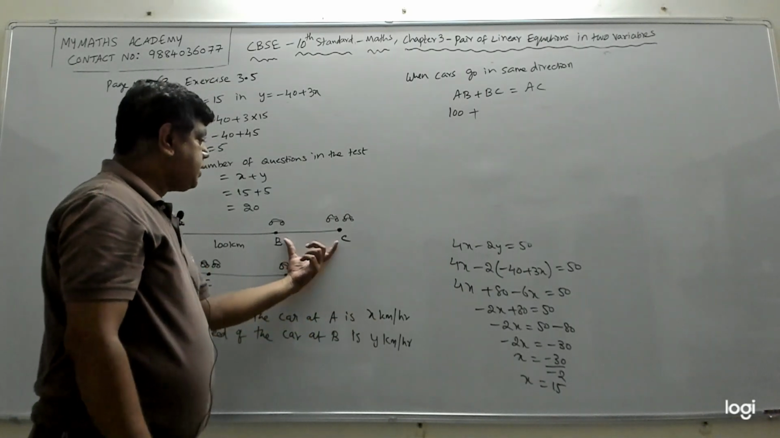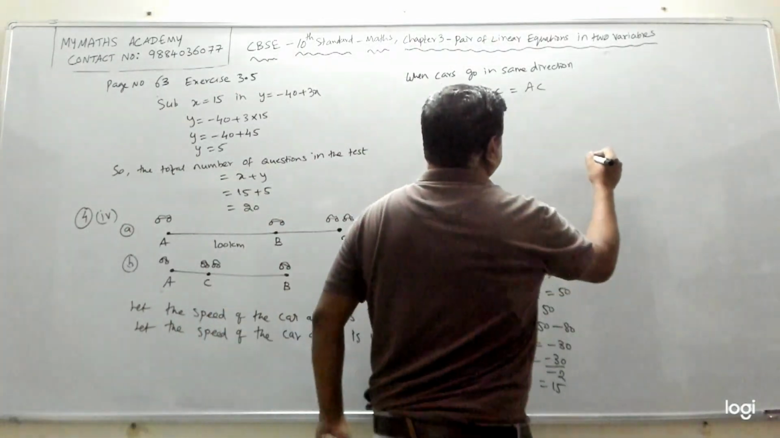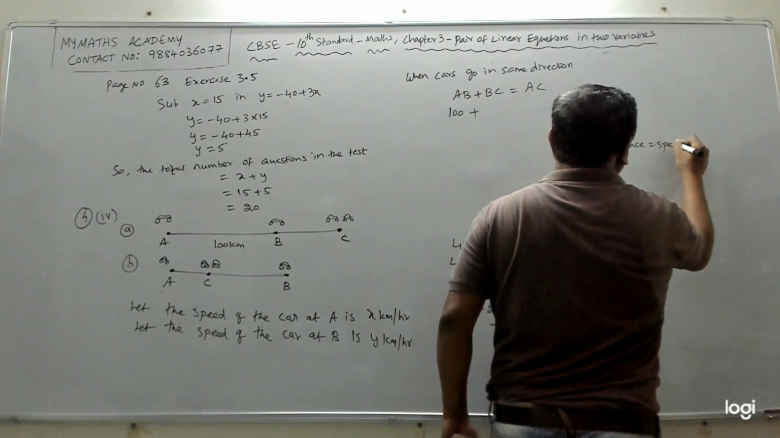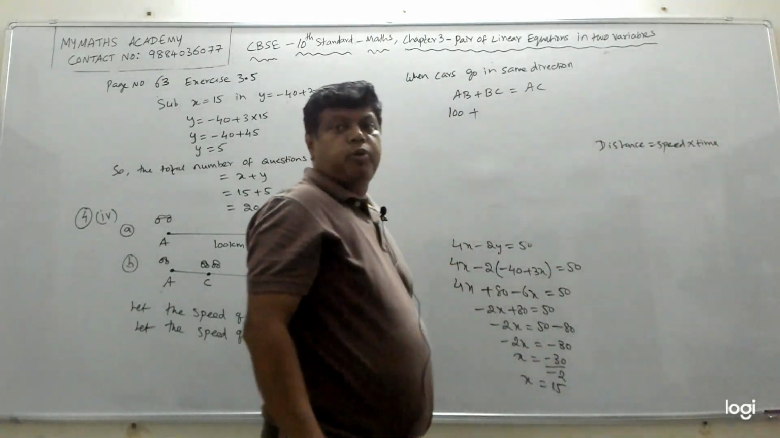So what is the distance? BC is the distance. The distance is what? Distance formula we have. Distance is speed into time. You would have studied in physics. Speed into time is the distance.